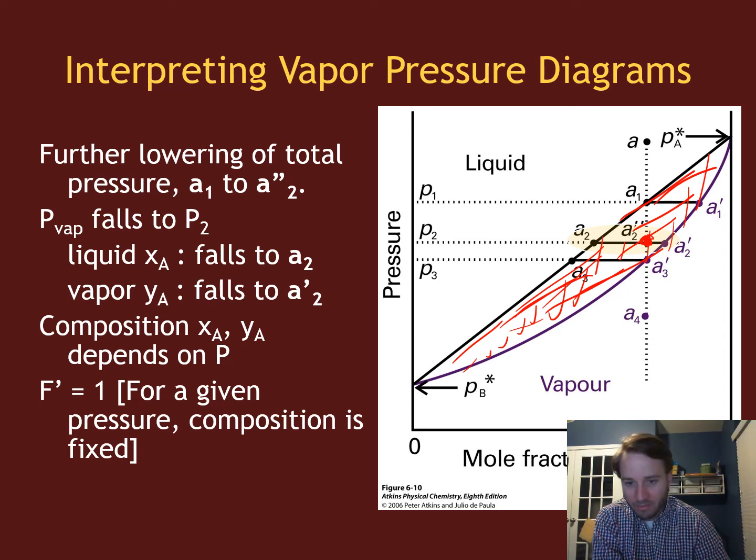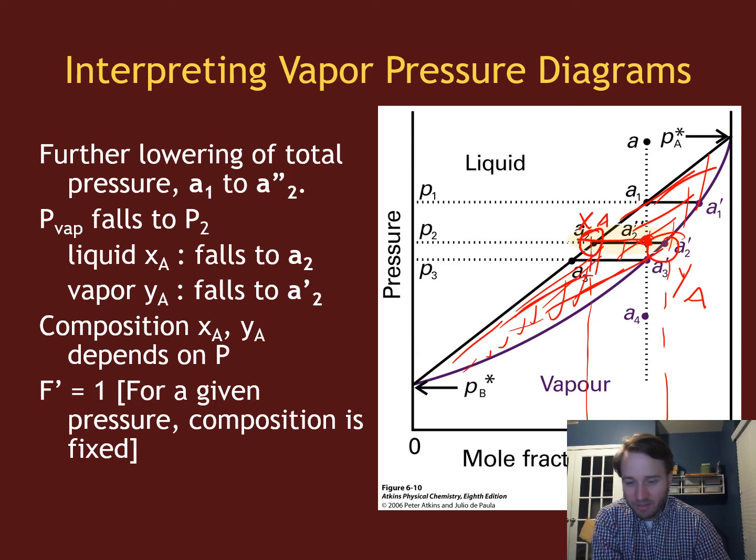I'm at point A2. The composition of the liquid phase at this pressure is given by the point here, and I draw that down. The composition of the vapor phase is given by point A2 prime. I draw that down, and that gives me YA, and again over here gives me XA.